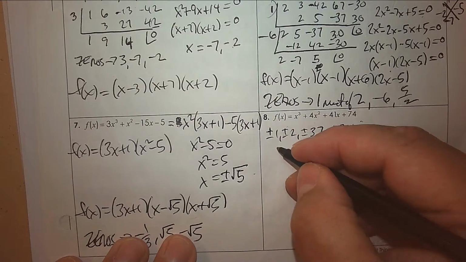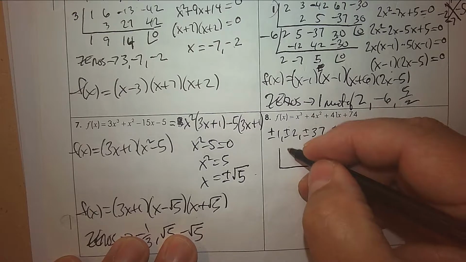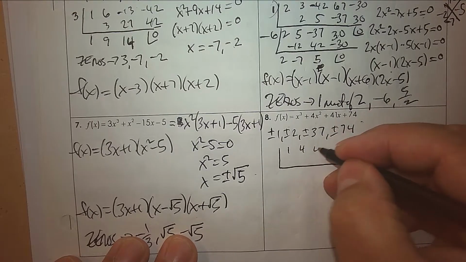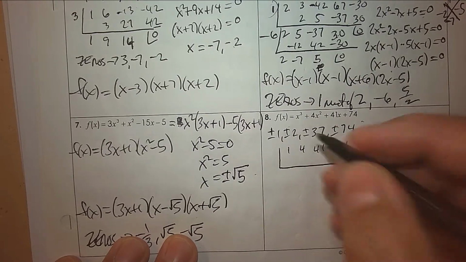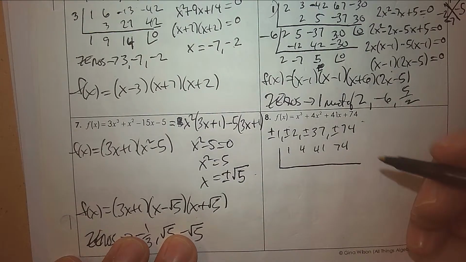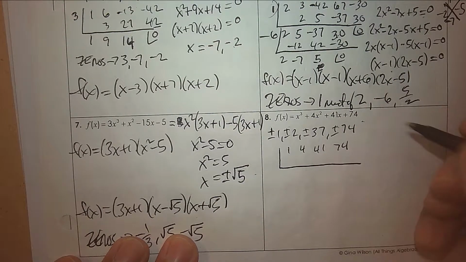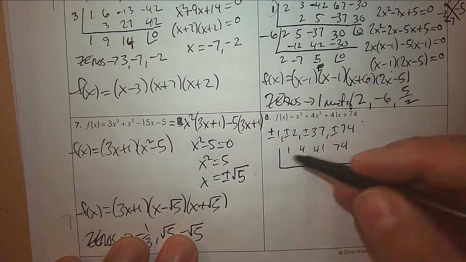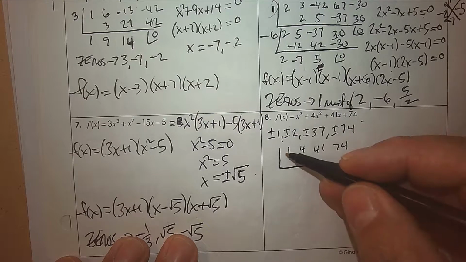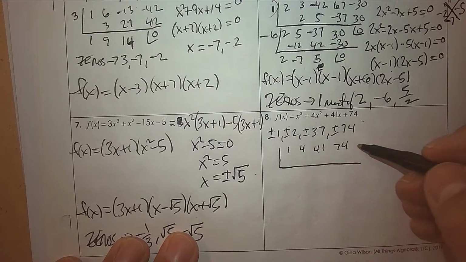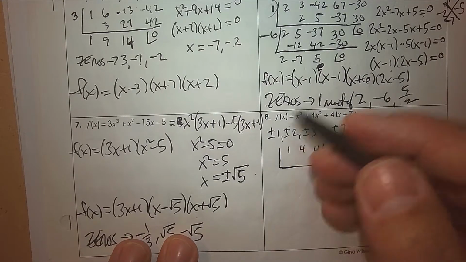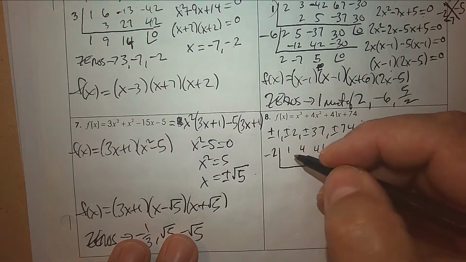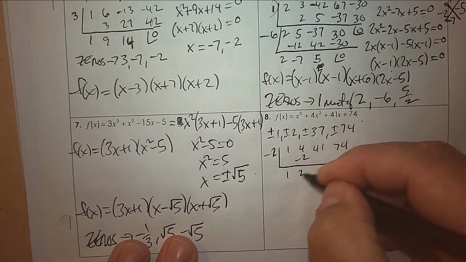Do synthetic division. So 1 and 2, 37 and 74. Do a treasure hunt. 1 doesn't work. In fact, no positive numbers work because there are no sign changes. So negatives work. And if you try negative 1, that's no good, but negative 2 works. That's the treasure.